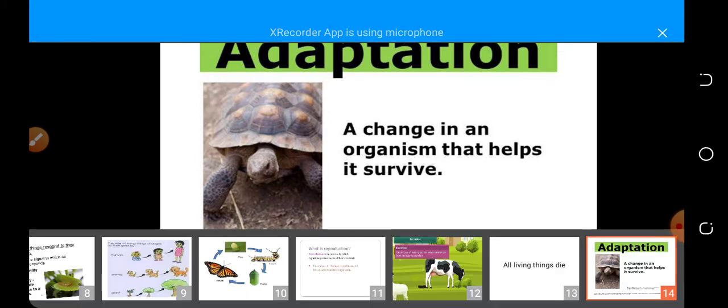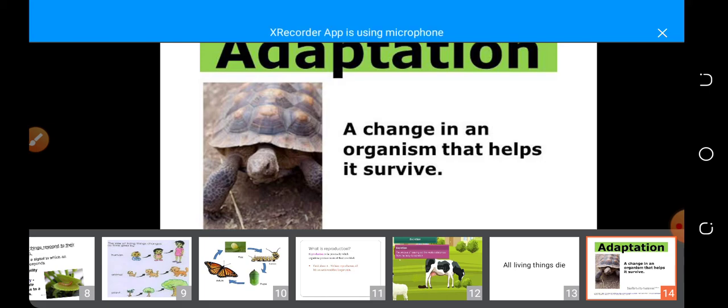Can we mention it together? Movement. All living things move. All living things are made up of cells. Then we have respiration. All living things breathe. Human beings breathe in oxygen and pass out carbon dioxide, while plants take in carbon dioxide and pass out oxygen.